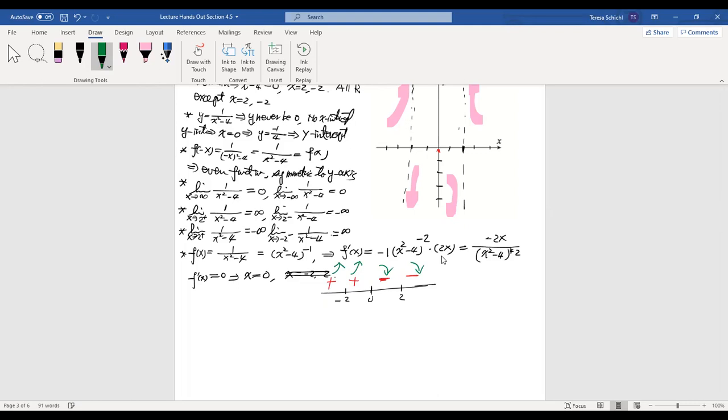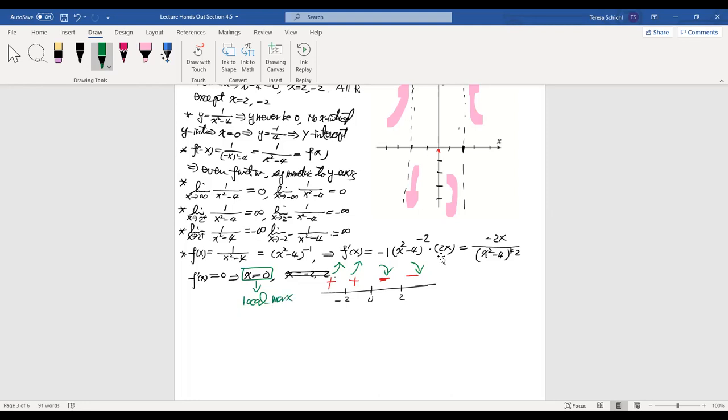See here. That means from 0 to 2, my function is going to be decreasing. And then from 2 to infinity, my function is going to be decreasing as well, right? So my function continues decreasing. Then here, from increasing to decreasing, so at x equal to 0, what am I having here? It's a local max here.